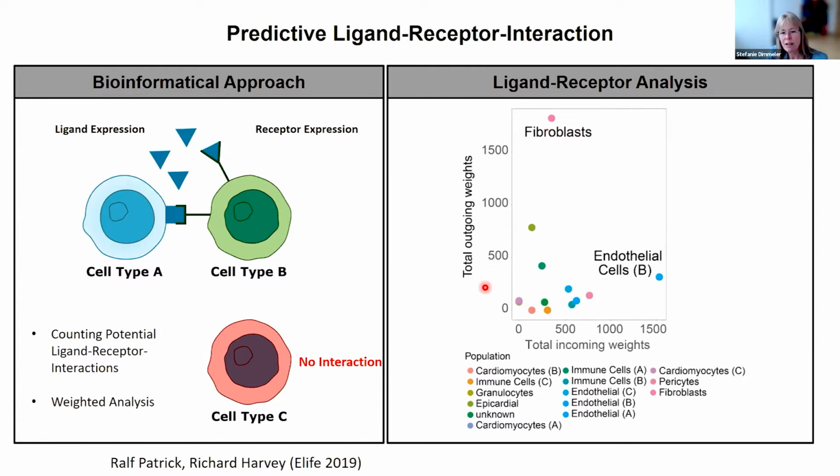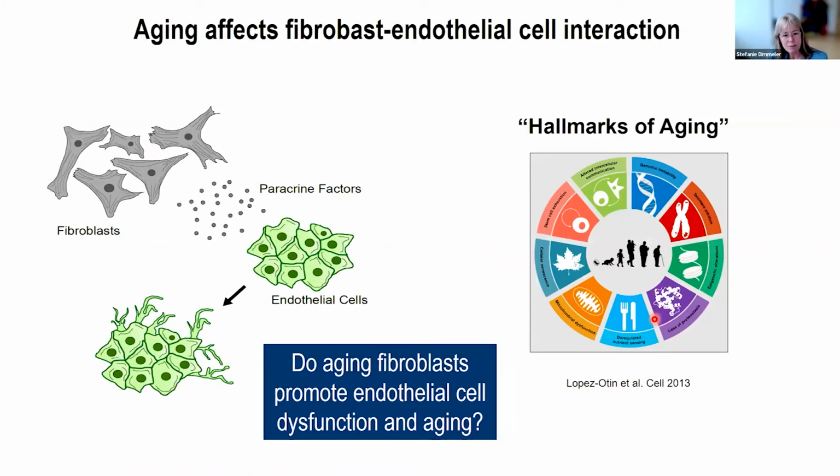So the total outgoing weights, meaning the signals going out of the cells, came from fibroblasts, and the highest signal incoming in the aging heart was from endothelial cells. This suggested, and this was our hypothesis, that fibroblasts could indeed speak to the endothelial cells by providing paracrine factors, and this could really change the properties of the endothelial cells, and may also lead to a change in endothelial cell function in aging.